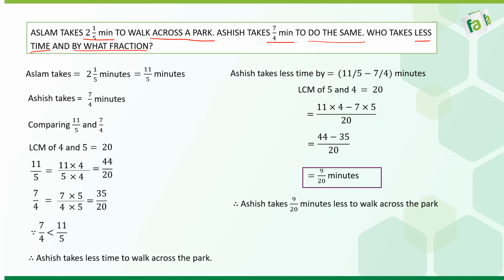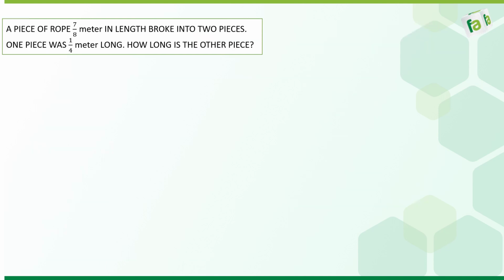Let's solve another question. A piece of rope 7 by 8 meter in length broke into two pieces. One piece was 1 by 4 meter long. We have to find the length of the other piece.